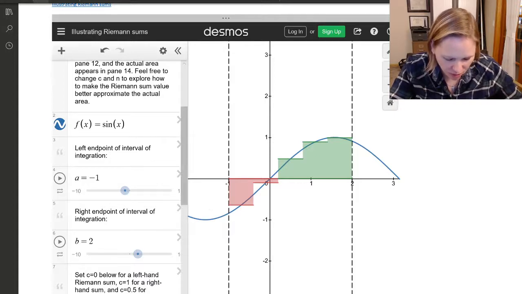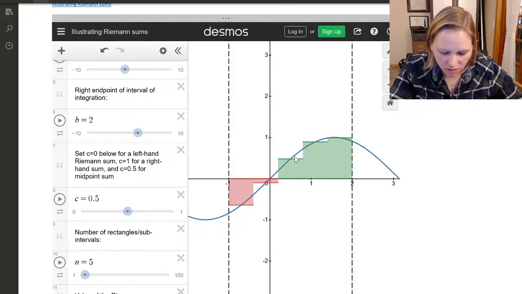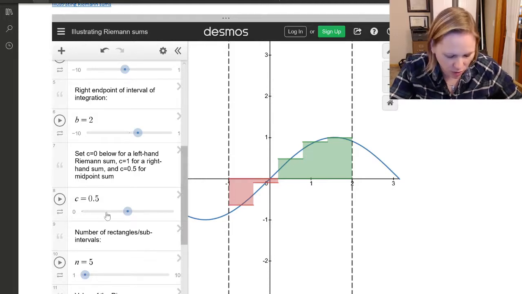But if we take a look here at what's happening, we can actually then set and decide where we want our rectangles to have their height. So here it's set for a midpoint, and you can see that our rectangle crosses the curve right at the midpoint, right between the two sides. You can see, and it's set for that midpoint sum.